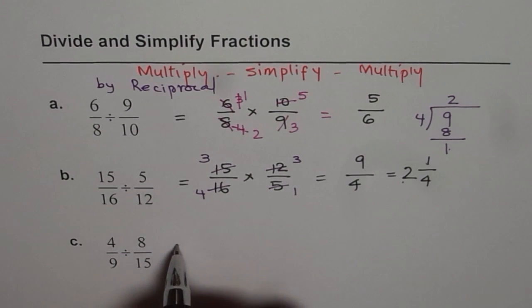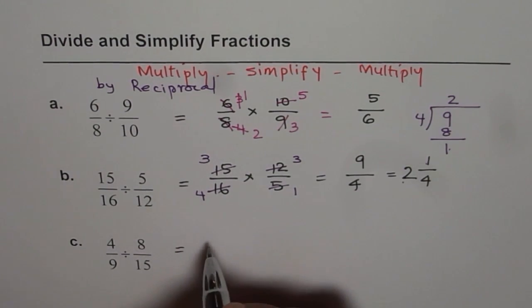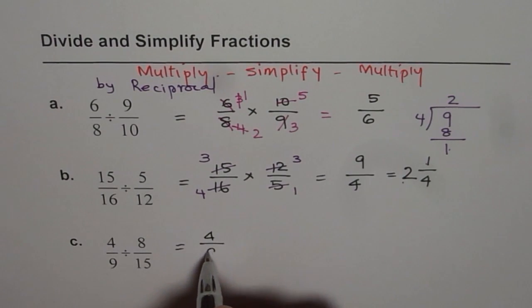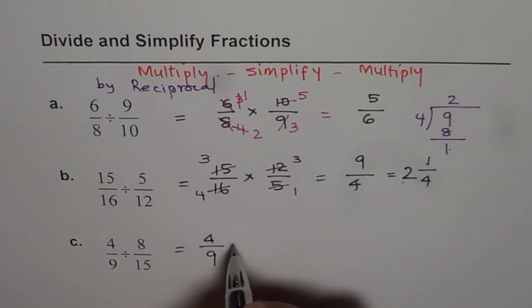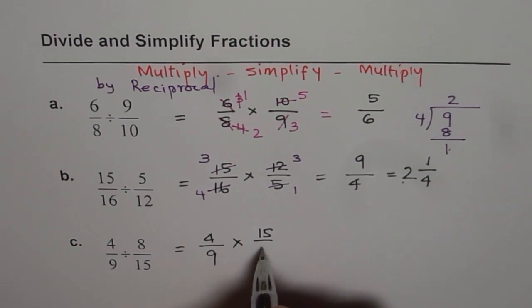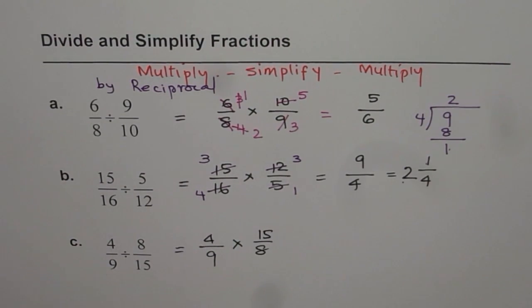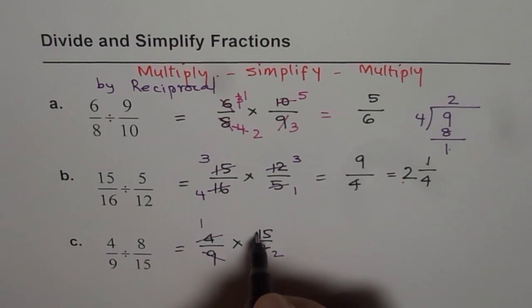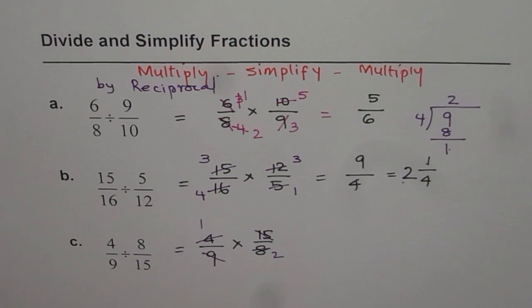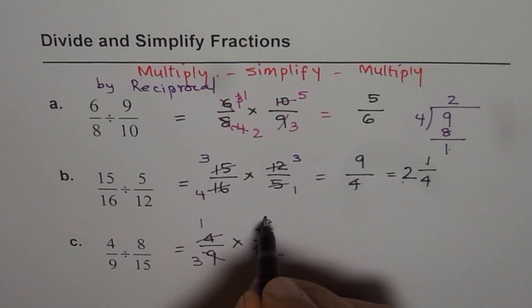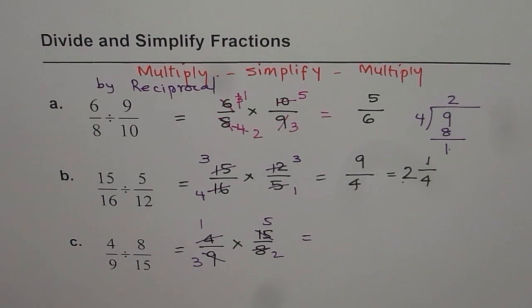Another example, the last one for this video. 4 over 9 divided by 8 over 15 means times 15 over 8. Next step for us should be simplify. We can divide both by 4. 4 times 1, 4 times 2 is 8. And these ones can be divided by 3, right? So we get 3 times 3, 9, 3 times 5 as 15. That results in 1 times 5 is 5 and 3 times 2 is 6, which is a proper fraction.